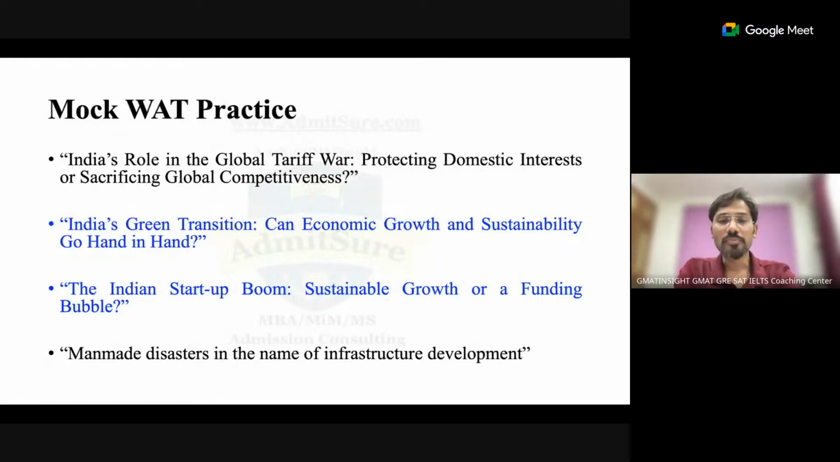The Indian startup boom. This is something that is very well-known. The Indian startup boom, sustainable growth or funding bubble.